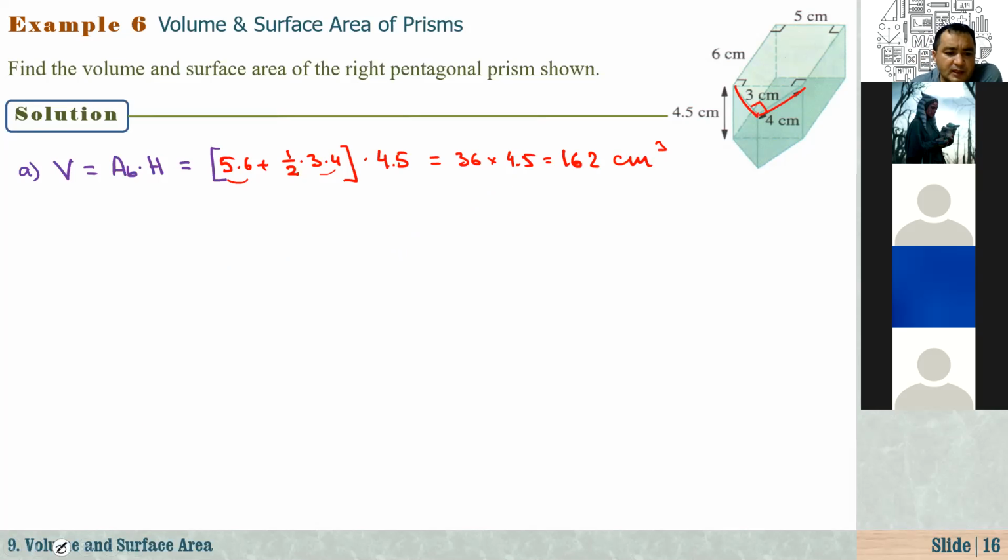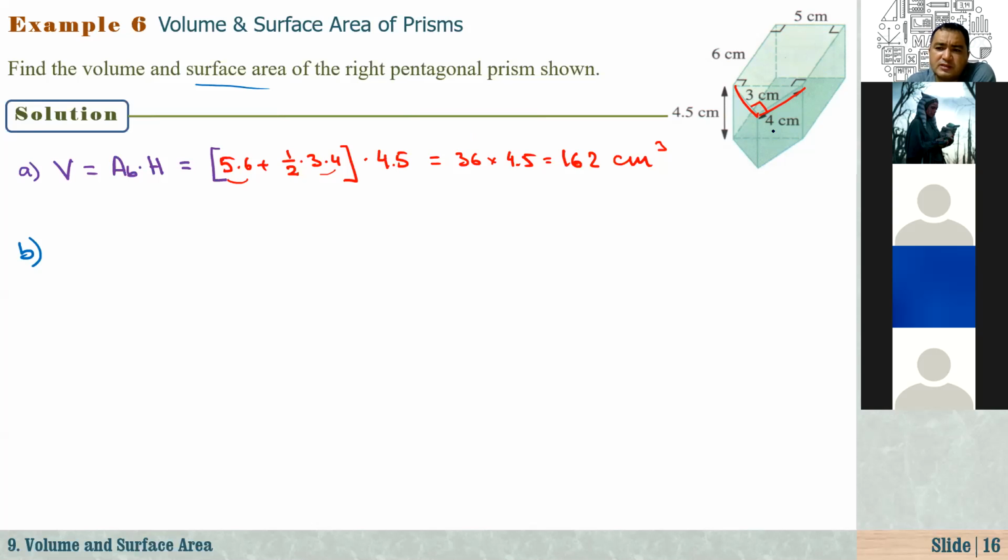And question B, how about the total surface area? It says the surface area of the right pentagon prism. To find the surface area, guys, how do you find this? We need to find the perimeter of the base, and the base is a pentagon, and multiply by the height.